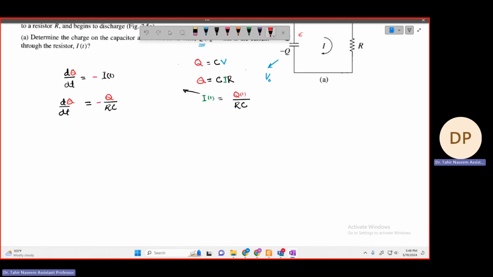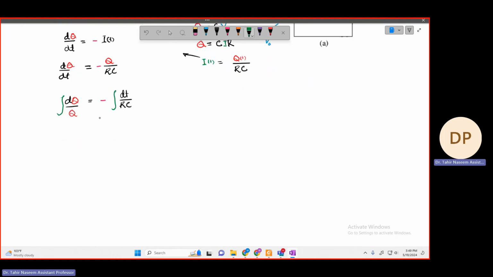Now I can integrate this using separation of variables. So dq by q, we brought this q to the left side, and it is equal to dt over RC with a minus sign, and you integrate on both sides. Okay, so if you integrate on both sides, this is of the form 1 over x, so I will get log of q.